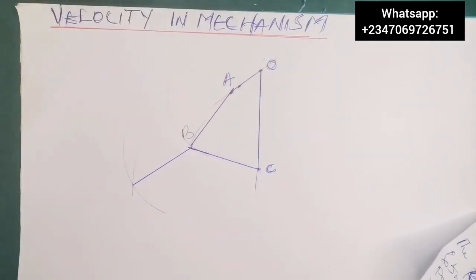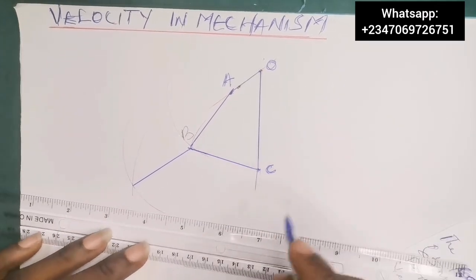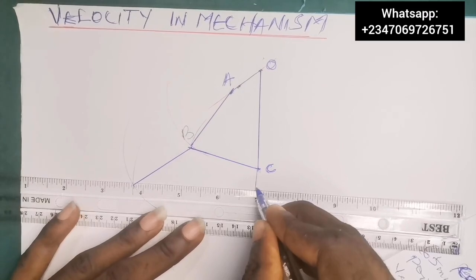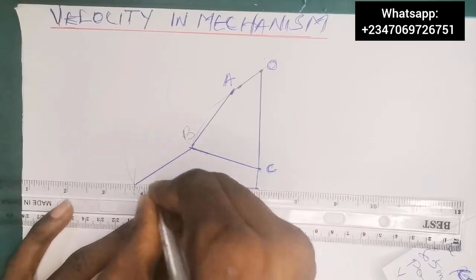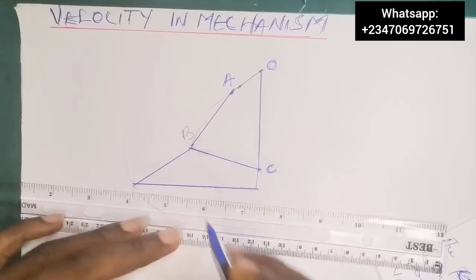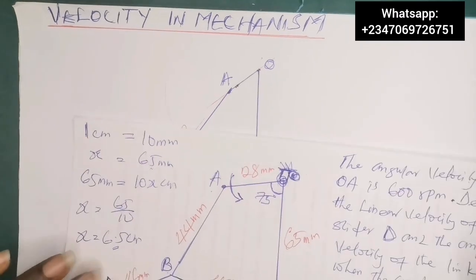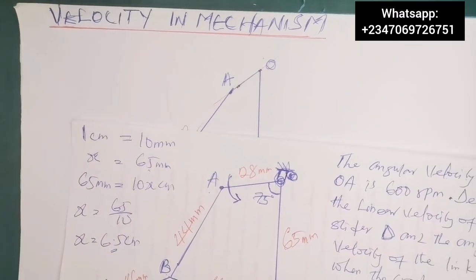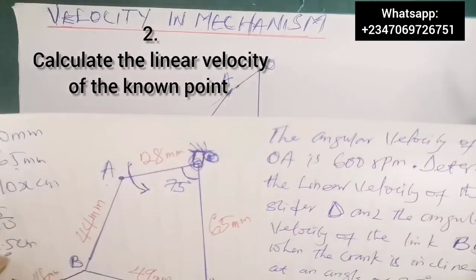You have this. Then you simply join these 2 points again. So that's the first task achieved, being able to redraw the diagrams. Now, the next thing we need to do is calculate the velocity of the point that is known.